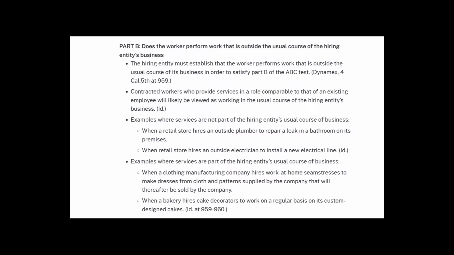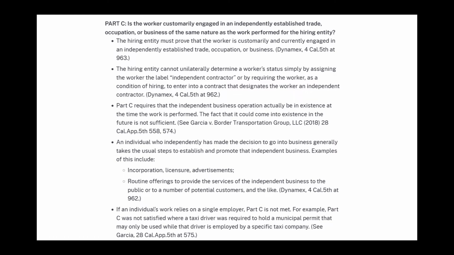Number two, the worker performs work that is outside of the usual course of the hiring entity's business. This means that you cannot hire someone as an independent contractor to perform duties that are within your regular business scope. And number three, the worker is customarily engaged in an independently established trade, occupation, or business of the same nature as that involved in the work performed.